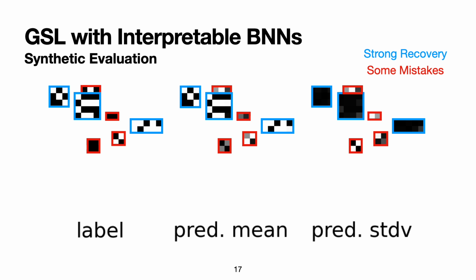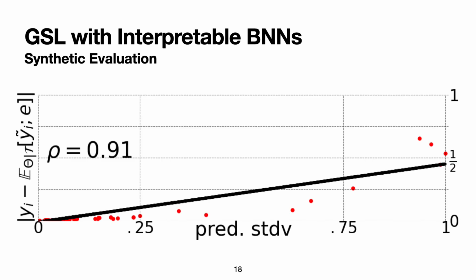And in red, where we make some errors, where we don't have an exact match between the predictive mean and the label, we tend to have much higher predictive standard deviation, our measure of uncertainty. And we can summarize this over all edges by using Pearson correlation between the error and the predictive standard deviation. And if we do that, we see a very strong association between the predictive standard deviation, our uncertainty estimate, and our error, which is what we want.